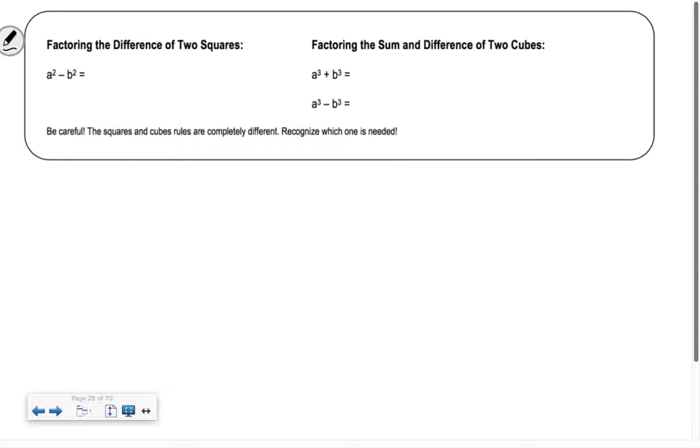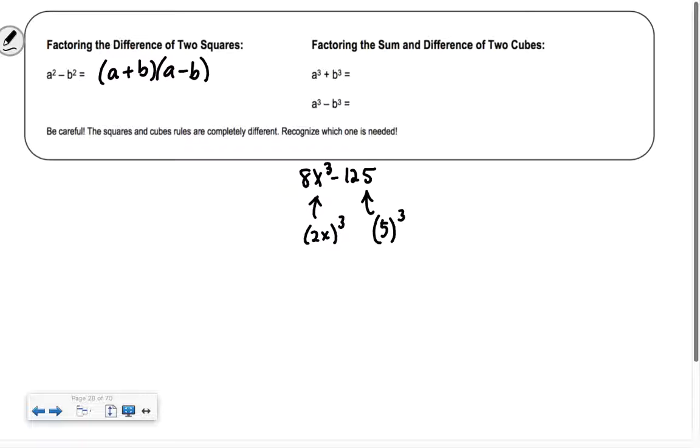All right, so just a quick review, factoring the difference of two squares. If you have a squared minus b squared, it factors into a plus b times a minus b. You should have probably seen that in Algebra 1. I would hope so. But ones that you probably didn't see in Algebra 1 are the sum and difference of two cubes. Occasionally you're going to see some that look like maybe 8x cubed minus 125. That would be 2x times itself 3 times, and 5 times itself 3 times. See how it's cubes? There's a formula for this, and I do expect you to know the formula.